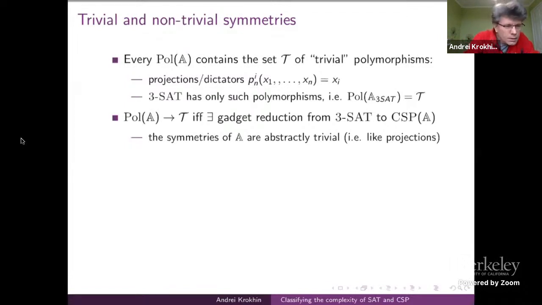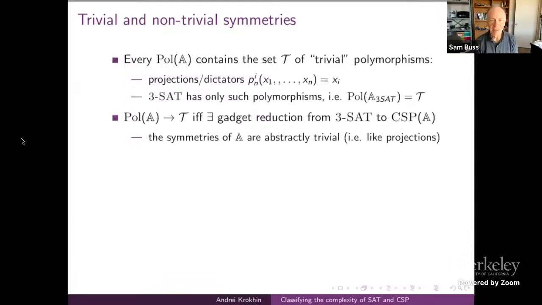Right, there's a question in the chat. K-SAT has only trivial polymorphisms. Yes, if K is at least 3. 2-SAT has non-trivial polymorphisms. For example, the ternary majority operation on the Boolean domain is a polymorphism of 2-SAT. But 3-SAT and all the other K-SATs have only trivial polymorphisms.